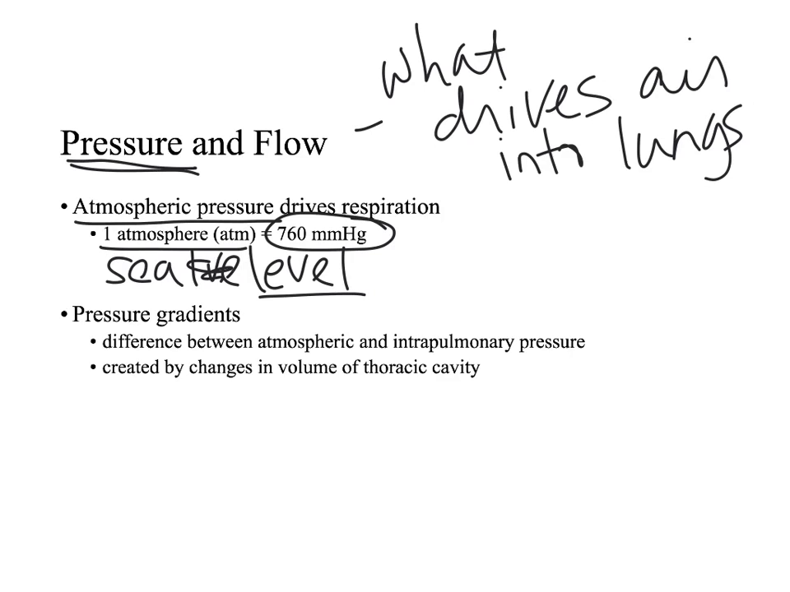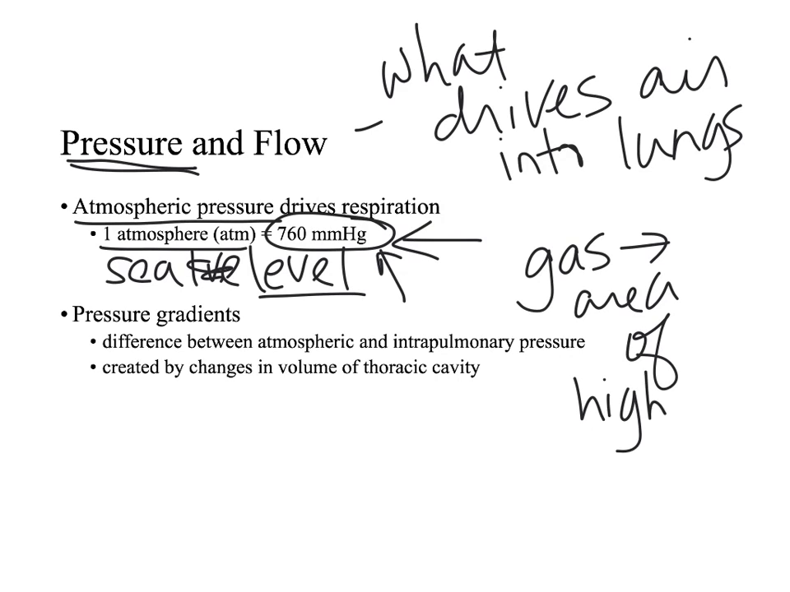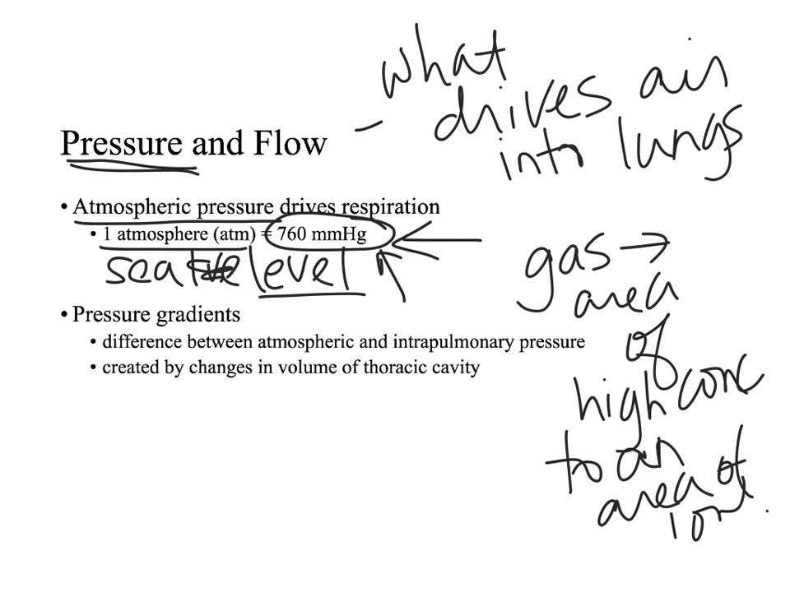Now, when pressure changes, this number is going to change a little bit. And gases, just like liquids, are always going to move from an area of high concentration to an area of low concentration. So it makes sense, right? They're going to move just like a liquid would. So now there's going to be pressure gradients, differences between what's in the atmosphere and what's in the lungs. Intrapulmonary is what's in the lungs.